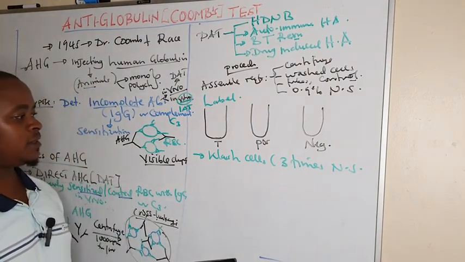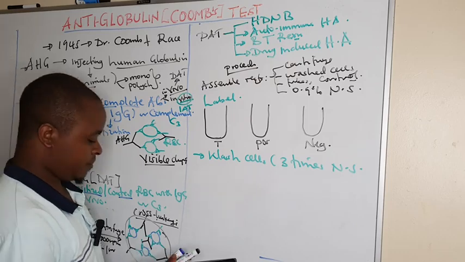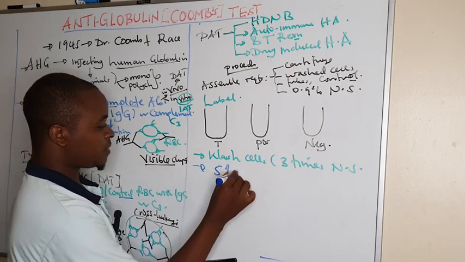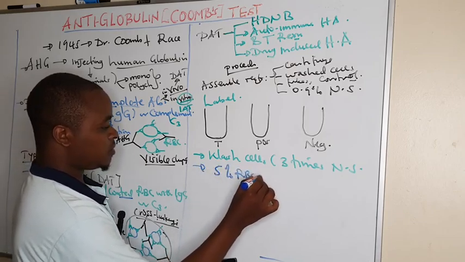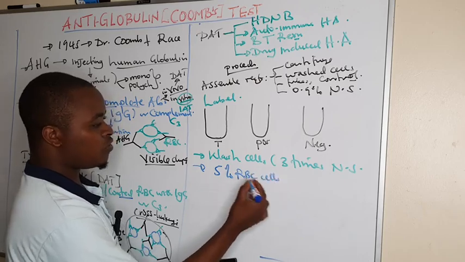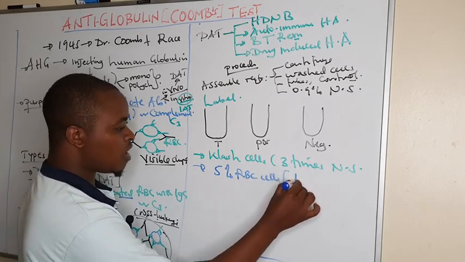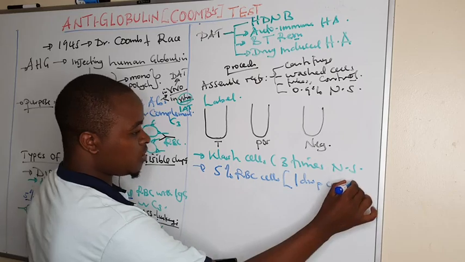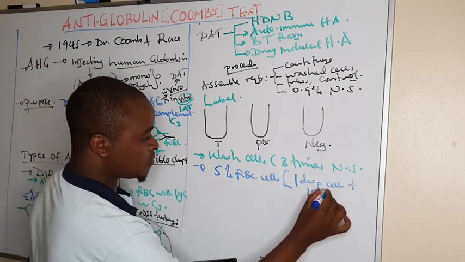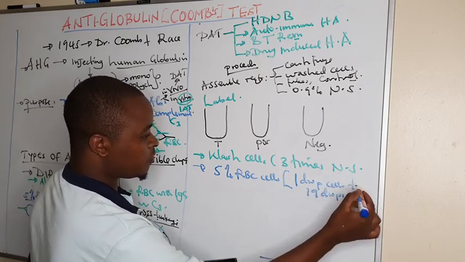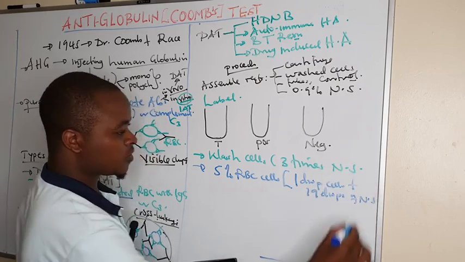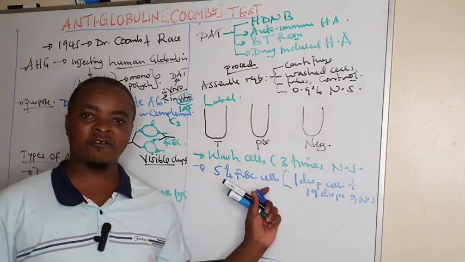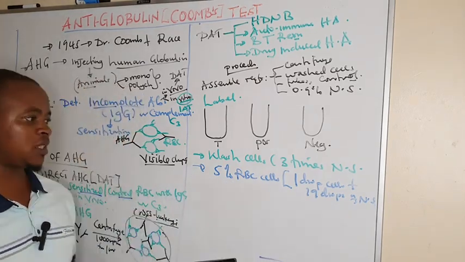After washing these cells, we go ahead and prepare 5% RBC cells. And how do we prepare it? By getting 1 drop of washed cells, you add them to 19 drops of normal saline. So this is how you prepare 5% red cell suspension.